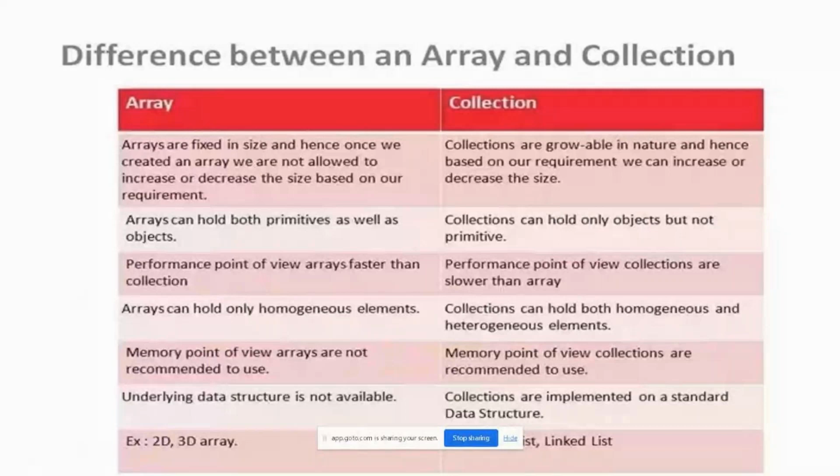But when it comes to collections, they are growable in nature. For example, if you take an array of size 100 and one more student comes, you can just increase that size. That's the reason they call them growable in nature. And arrays hold only primitive types, but collections can hold primitive as well as object types.